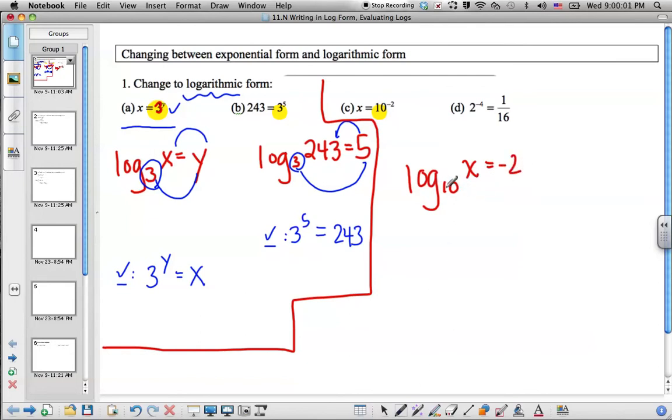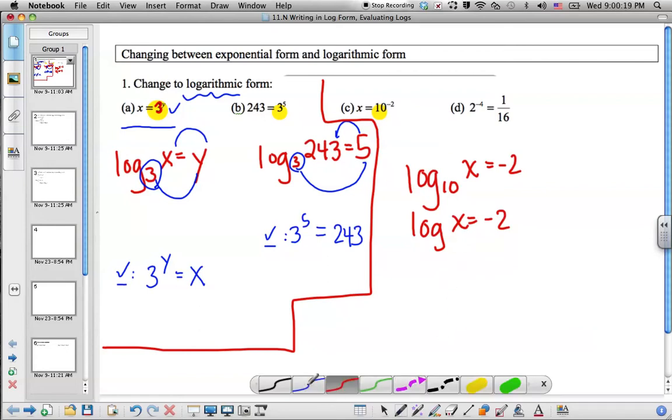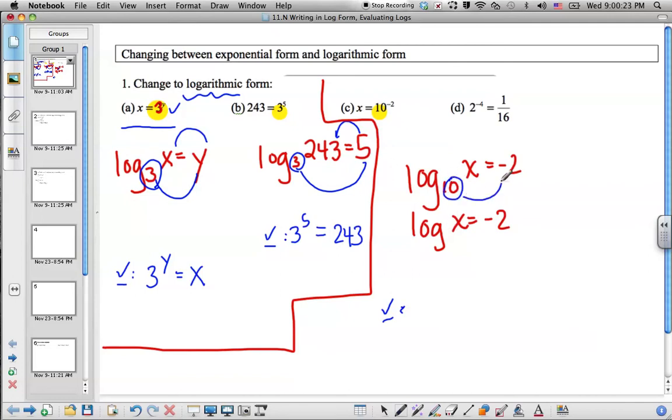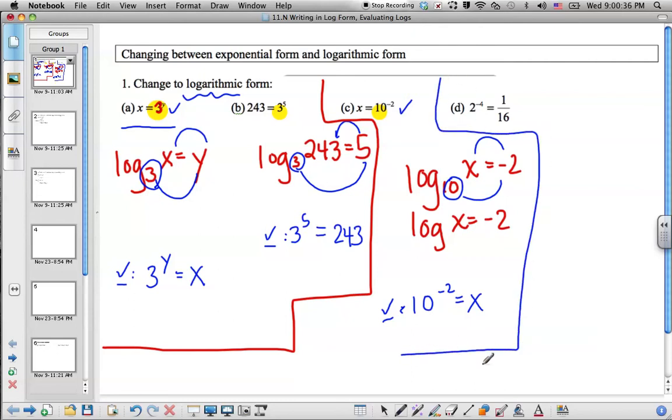And because log is normally written in base 10, we can actually leave that off, and we could just write it as log of x equals negative 2. It's assumed, like we said in the last podcast, that when log is written by itself, it is of base 10. And just check it really quick by doing our ear here. So we have 10 to the negative 2, and we want to make sure that that equals x, and that's what we have.